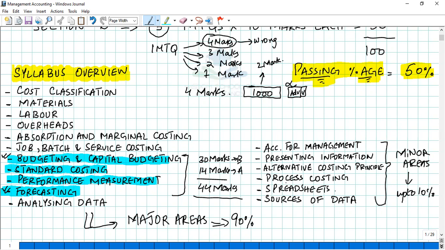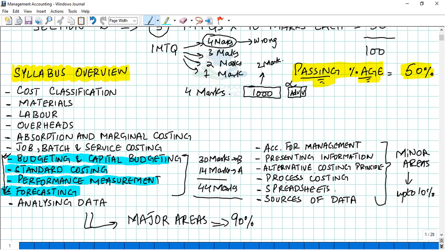And out of this 90%, 44% is from these four chapters. So out of these major areas, there are further most important areas of the exam. So you know the breakdown. If you know the breakdown, you know the chapter-wise importance, so you will be doing things accordingly.